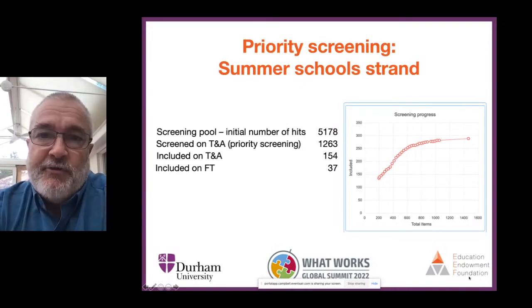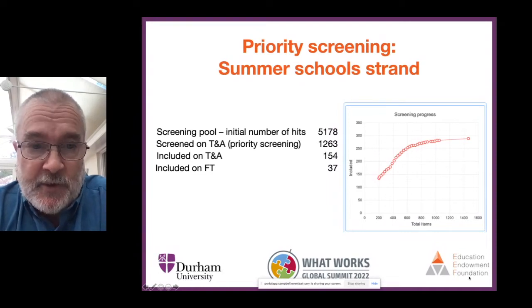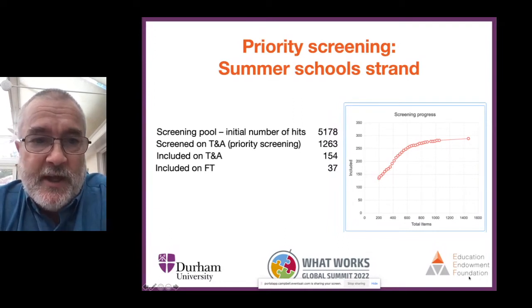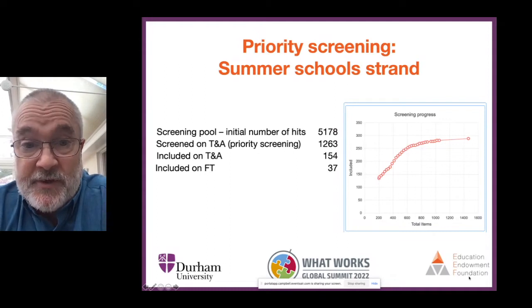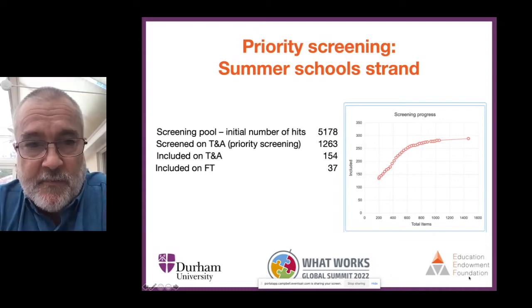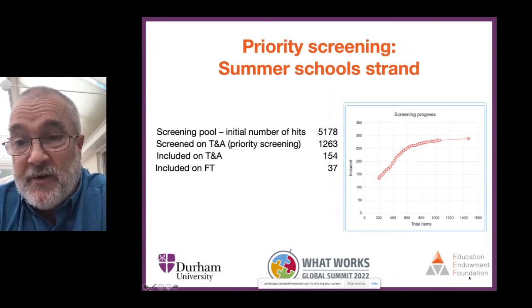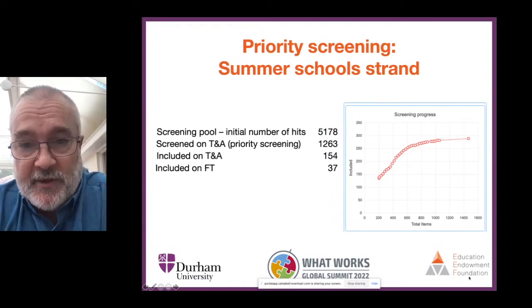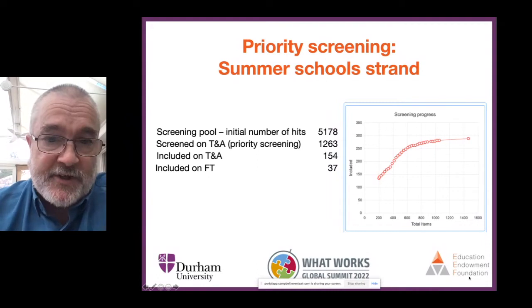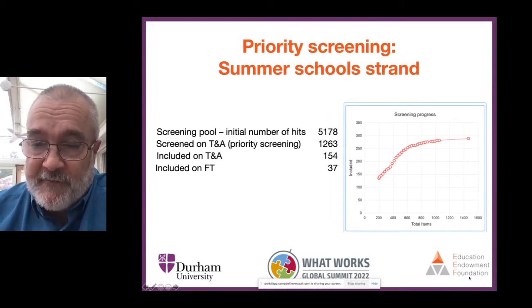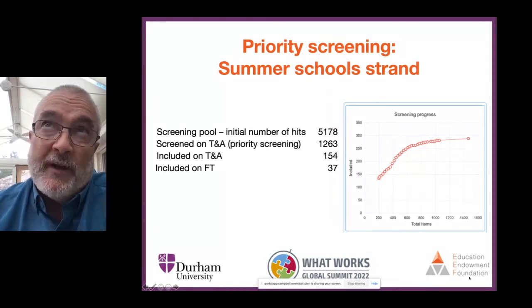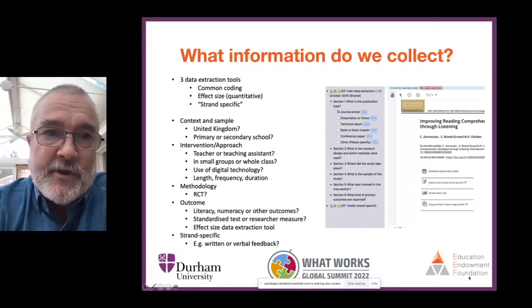One of the reasons we're using priority screening is it just makes the process much more manageable. So this is an example of actually a reasonably small strand, summer schools, where the initial screening pool that we found was over 5,000 hits. We screened on title and abstract, and we needed to screen just over 1,200 in order to be confident that we'd found the relevant studies in that data set. And then we went through those included studies on full text and included 37 that had been missed by the meta-analyses that we'd unzipped previously. Or, well, I suppose missed or published since the meta-analyses were published.